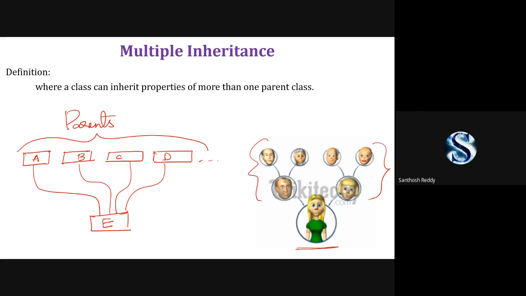When we have this type of situation, we have one problem. What is that problem? The same methods. Sometimes the same method may be present in more than one parent. Which method has to be extracted by this child, we don't know. There is an ambiguity in multiple inheritance.